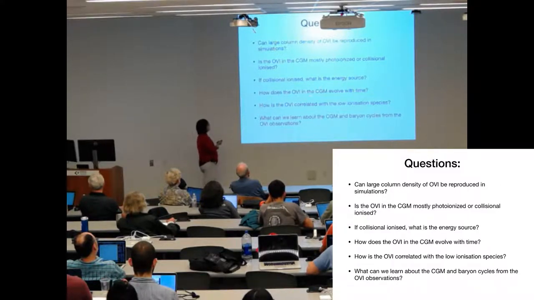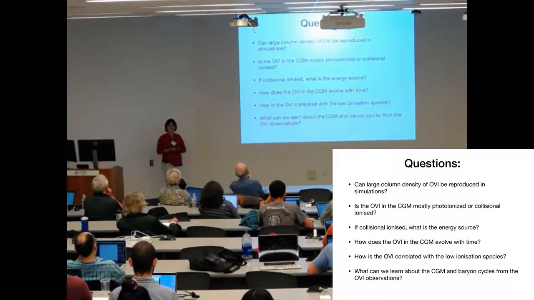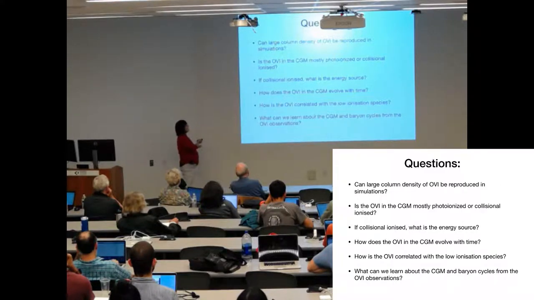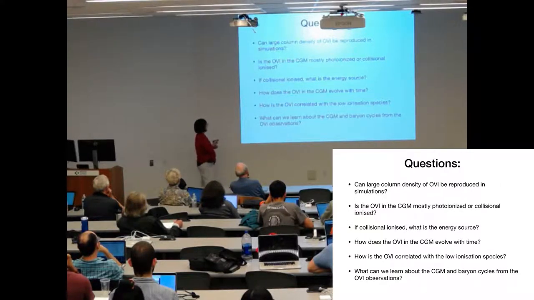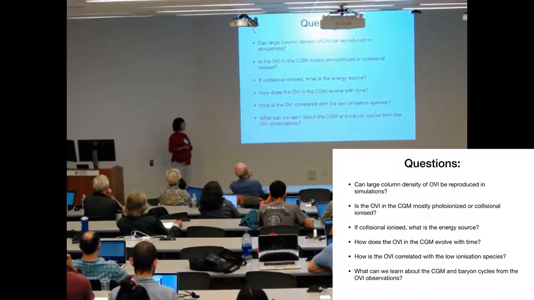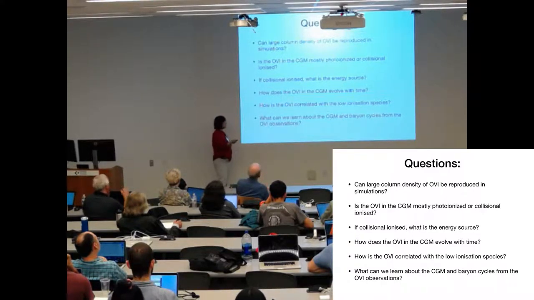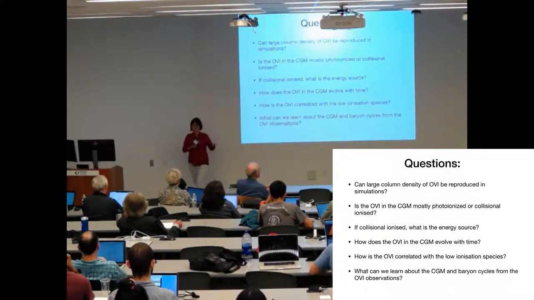Now, how does oxygen 6 evolve with time? This is also an interesting question, because when we talk about oxygen 6, it's always correlated with the star formation. When you have a passive galaxy, you don't have that much oxygen 6. So if you think about high redshift galaxies having higher star formation rate, maybe it looks a little bit different. And then how the oxygen 6 correlates with low ionization species. I'm not going to talk too much about this, but it's also an interesting question. And essentially, what can we learn about the CGM from the oxygen 6? Maybe we can learn a lot of things, maybe we can learn not much because it's such a transient state.